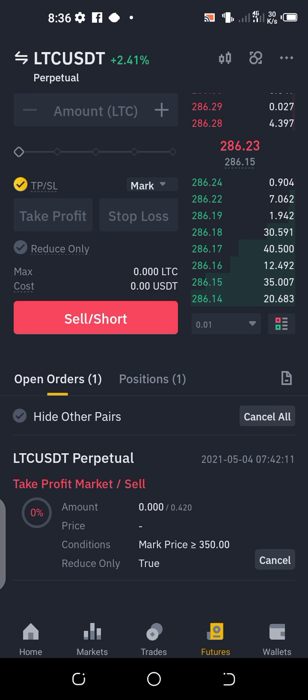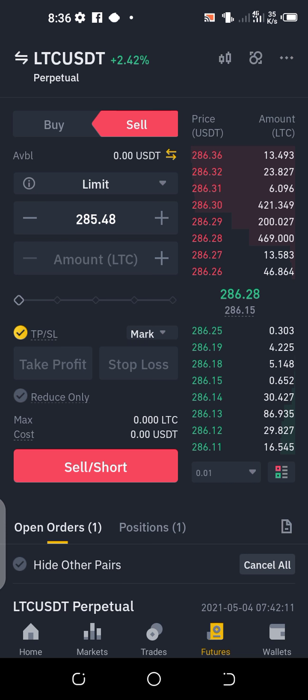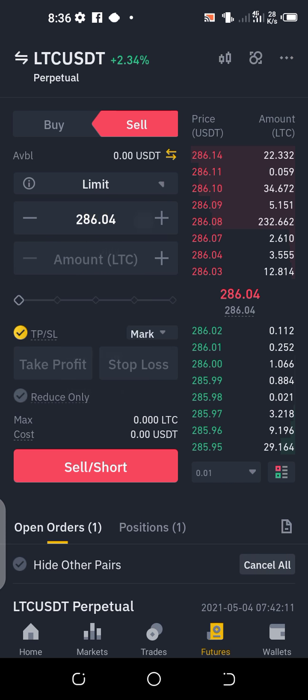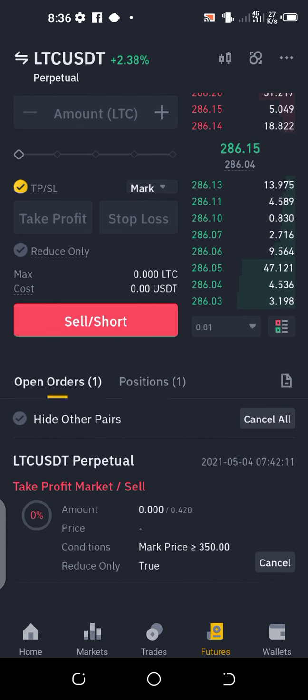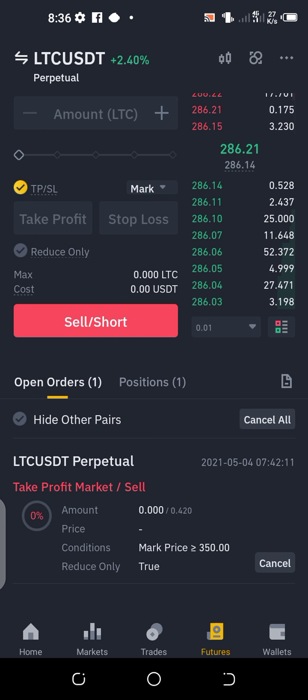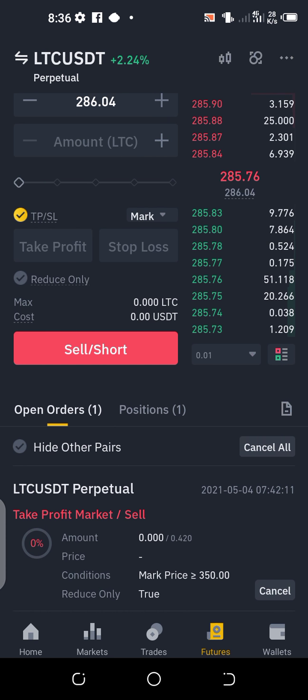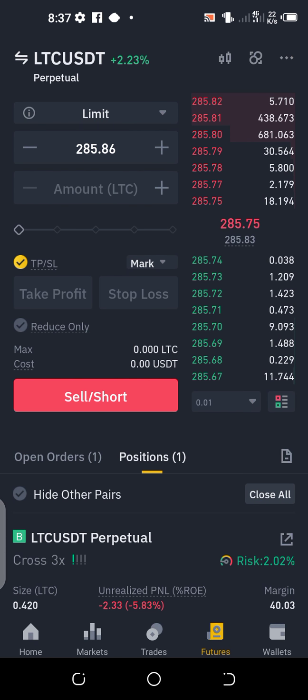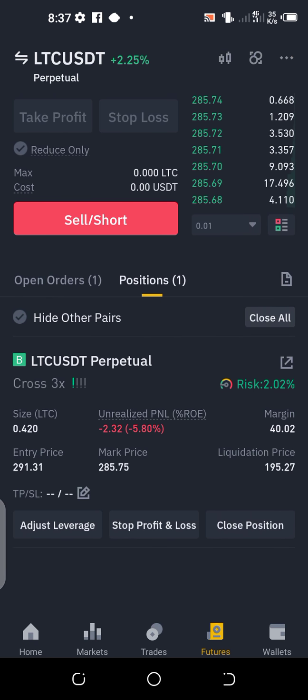Then we have the open orders here. When you enter a trade using the limit order, at that point the order will be here for the meantime, as an open order. Then when the price reaches it, the position will open like this. Now this is my position. I entered this trade with $40.